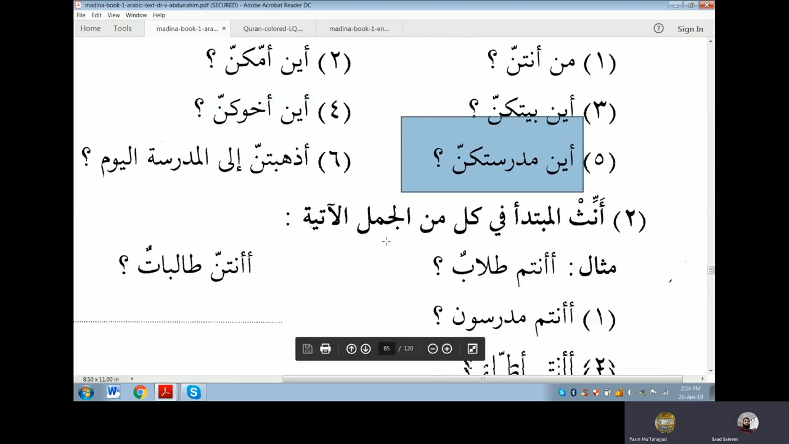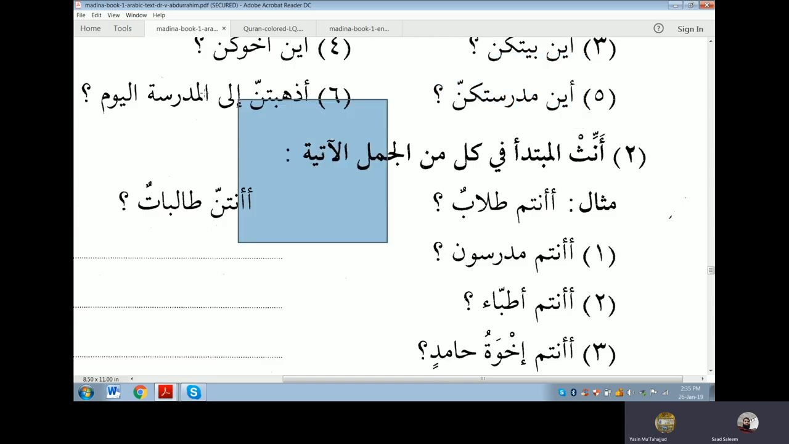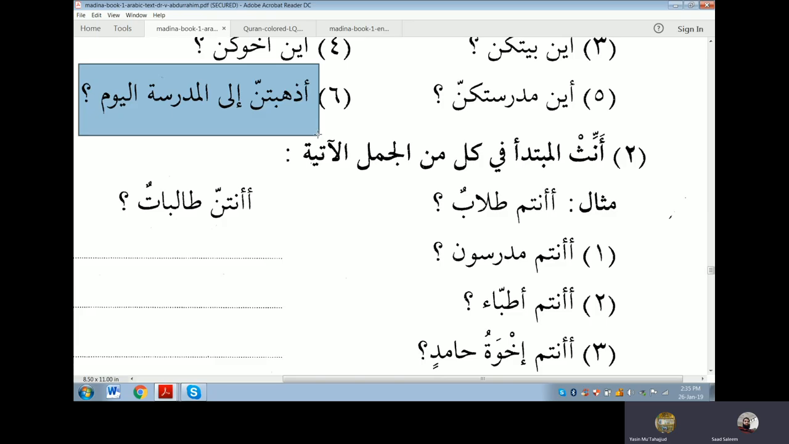Aina madrasatukunna? Where is your school? Madrasatuna fil balad. Our school is in the city. Wait, balad is country. Balad is country. Okay, Madina. Madrasatuna fil Madina. Our school is in the city.